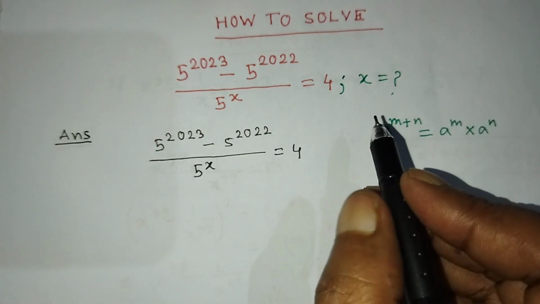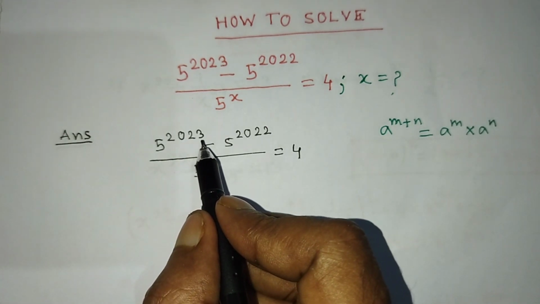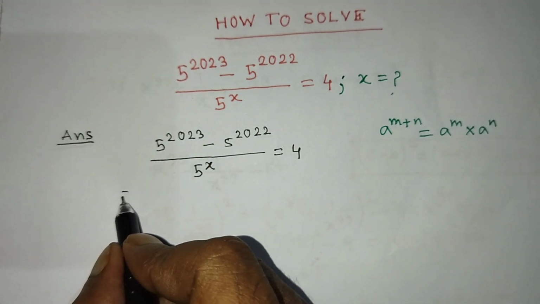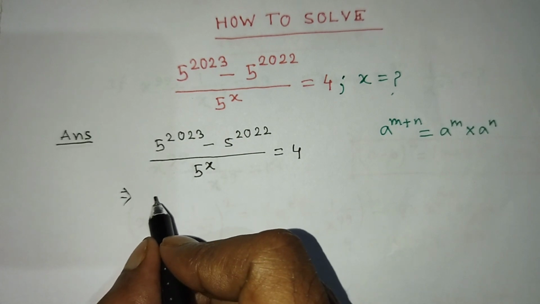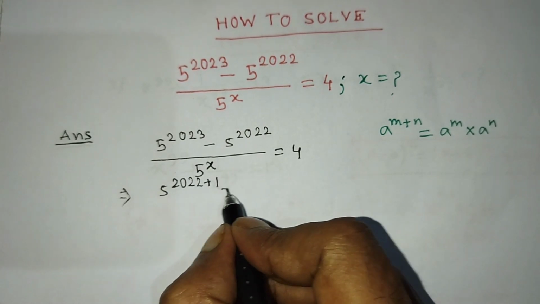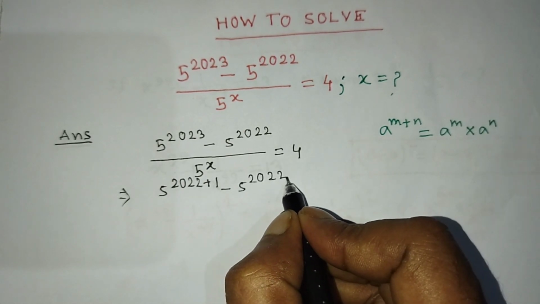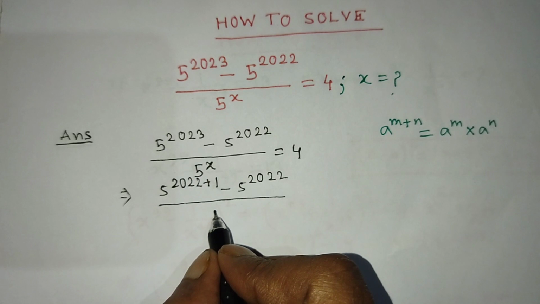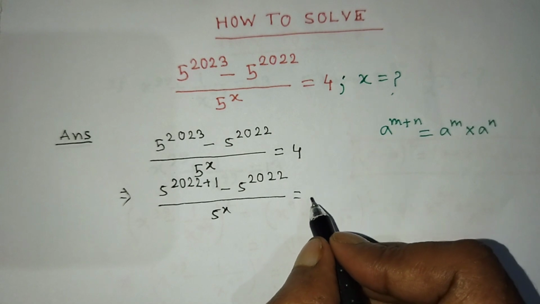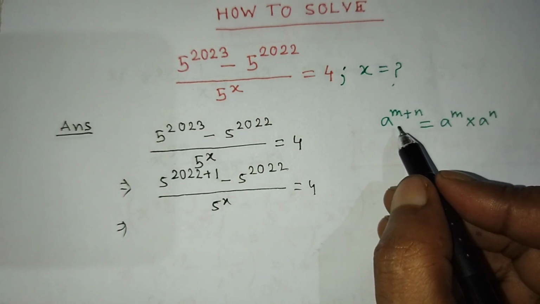So student, to find the value of x, we have to break the power. In the place of 2023, we have to write 2022 plus 1. So my dear student, on the left hand side we have to write 5 to the power 2022 plus 1, minus again 5 to the power 2022, divided by again 5 to the power x in the place of denominator, and on the right hand side again we have to write 4.